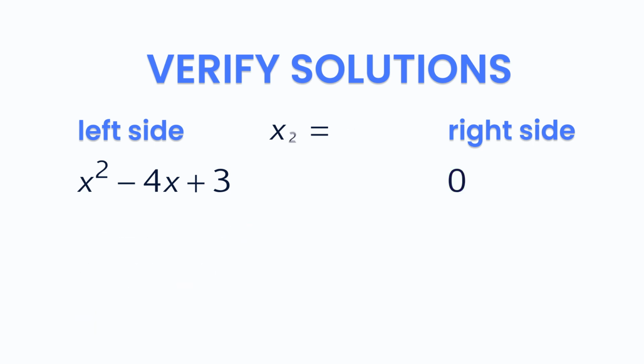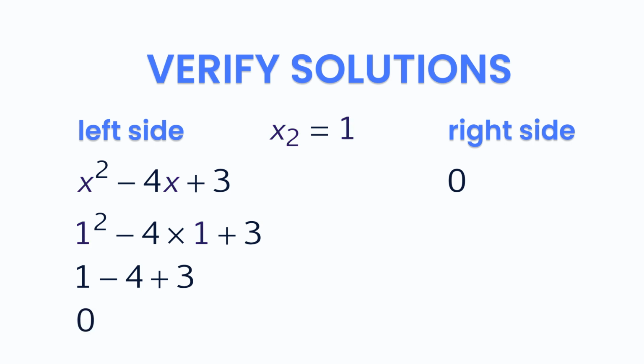Now let's check x2 equals 1. Inserting 1 into the left-hand side gives you 1 squared minus 4 times 1 plus 3, which is 1 minus 4 plus 3, which is 0. The right-hand side is still 0. The left-hand side equals the right-hand side, so 1 is also a correct answer.